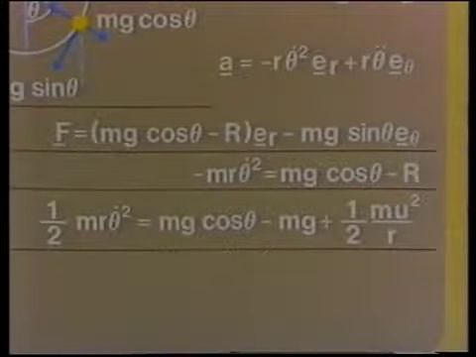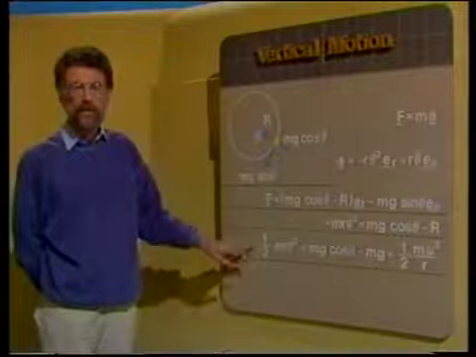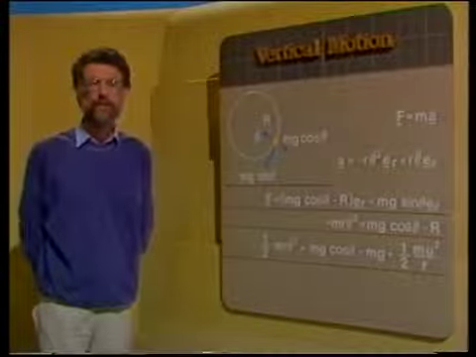So now we have two expressions for theta dot squared, one involving r, the other not. The next step is to eliminate theta dot squared between them. Multiply the second by 2 and add, and we get this equation. And rearranging this last equation, we get an expression for capital R.